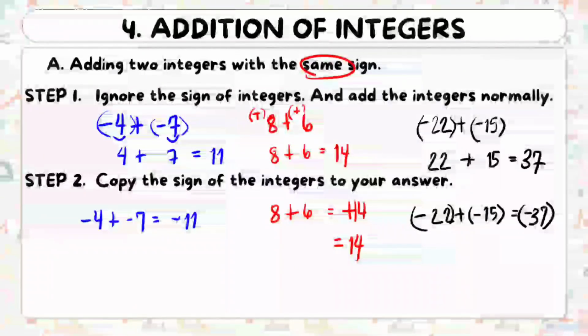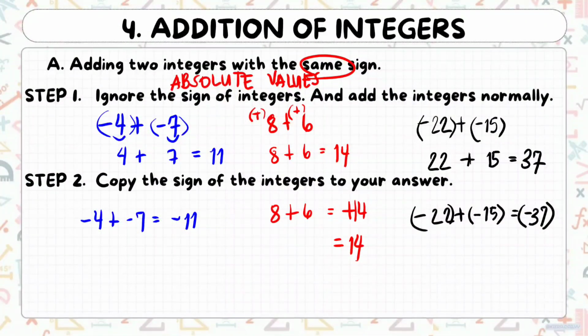Step 1, ignore the sign of the integers, that is, get their absolute values. After getting the absolute values, we could just add the integers normally. And then step number 2 is copy the sign of the integers to our answer. So this will be the first part of addition of integers, that is adding two integers with the same sign.